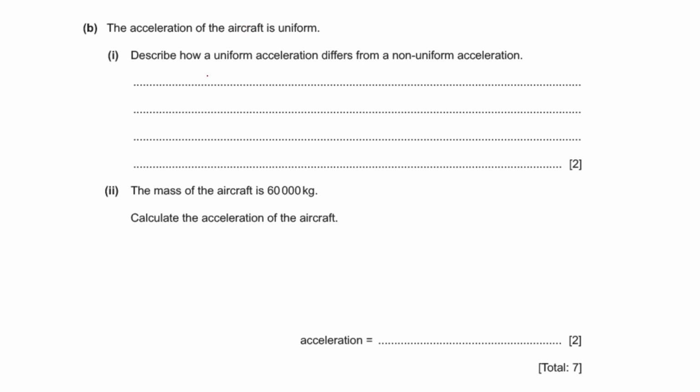Describe how a uniform acceleration differs from a non-uniform acceleration. So let's just simply draw the two graphs. This is for velocity, this is time. For a uniform acceleration, the velocity-time graph will look something like this. Acceleration is constant. And for a non-uniform acceleration, the velocity-time graph will look something like this.